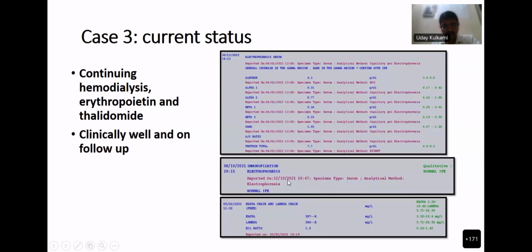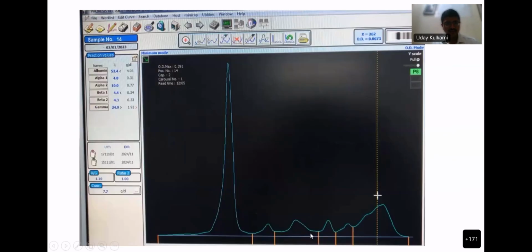There is no M band. The immunofixation is also normal, and classically because of the chronic kidney disease, both kappa and lambda are elevated, though the ratio is normal. Generally with renal failure, we may have elevation of these light chains, but the ratio here is essentially normal. So that's I think the last slide. This is our current serum protein electrophoresis graph. That's all. Thank you, and I would be happy to take questions.